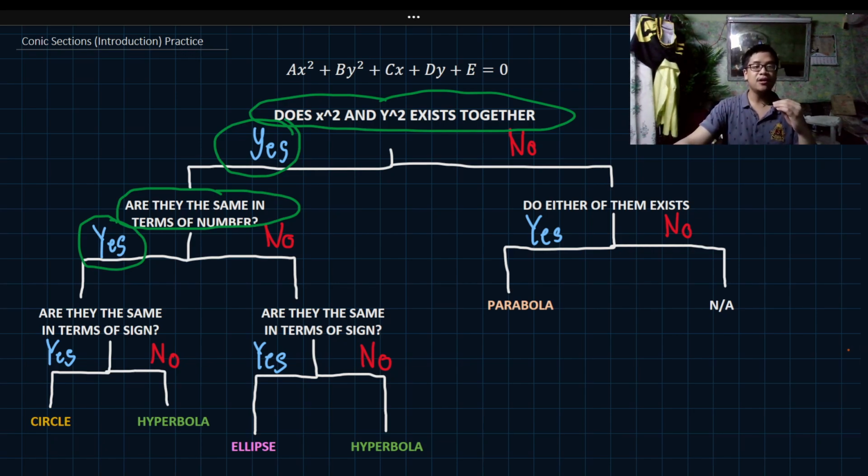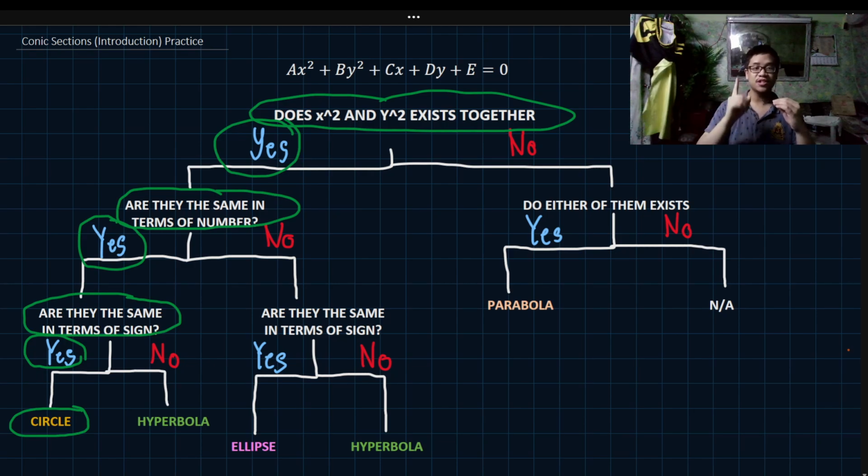So if they're the same number, you will proceed to the third question. Are they the same in terms of sign? There's a yes and no option, of course. Let's just say it's a yes, they have the same sign. So what would be the answer? The answer would be circle. Remember, you will know it's a circle if it has the same number and the same sign.